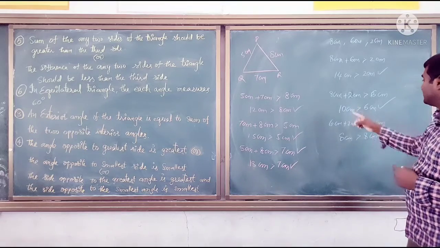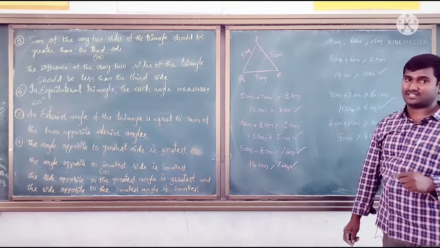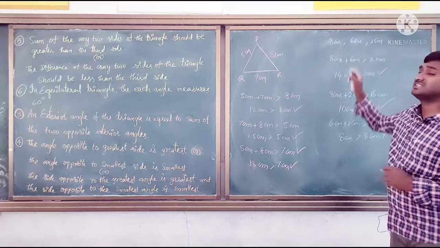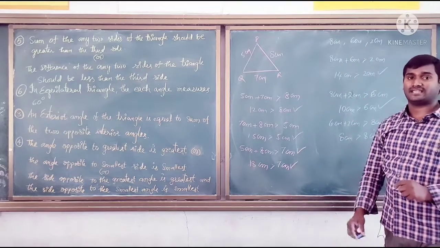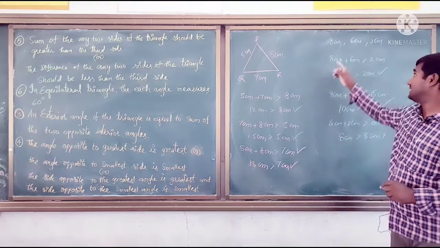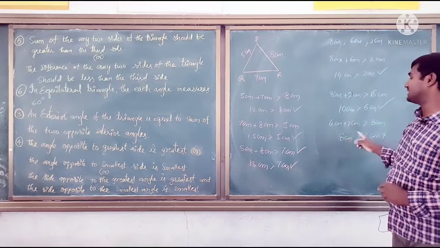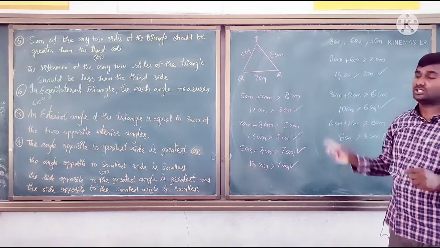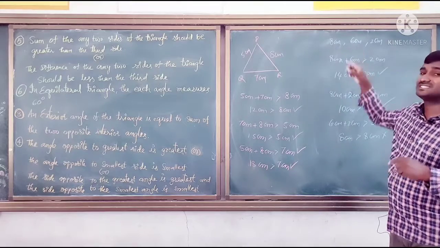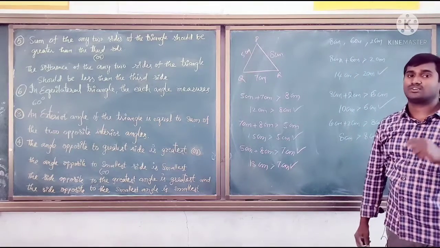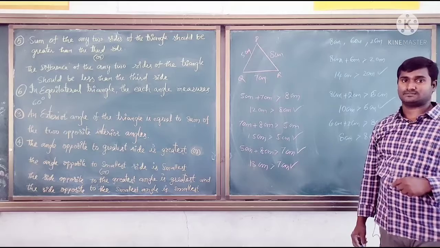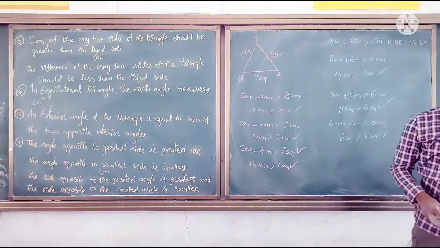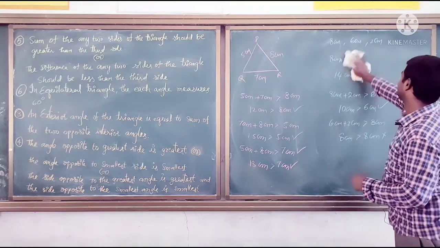If at least one condition is not satisfied, the given measurements cannot form a triangle. Here this case is not satisfying, so the given measurements cannot form a triangle. Okay, next, one more question.